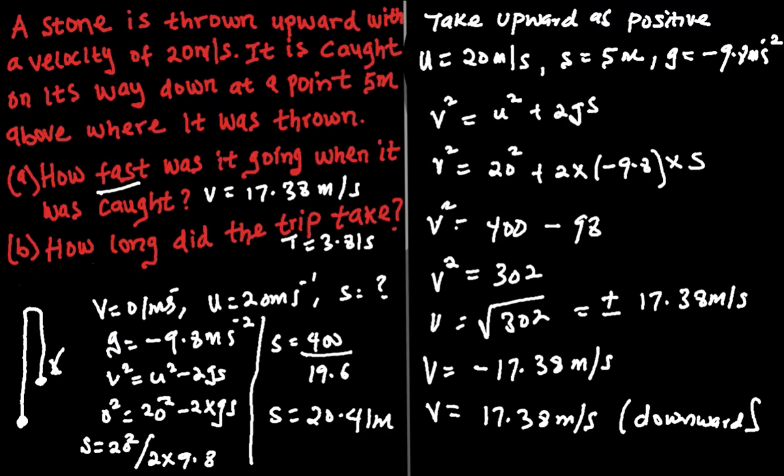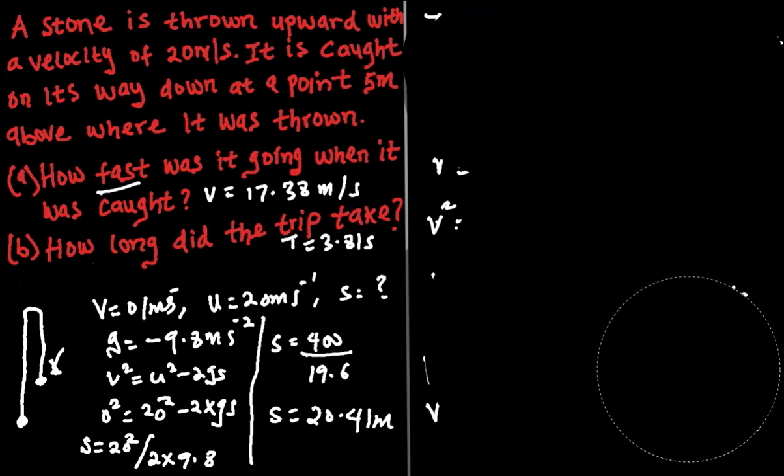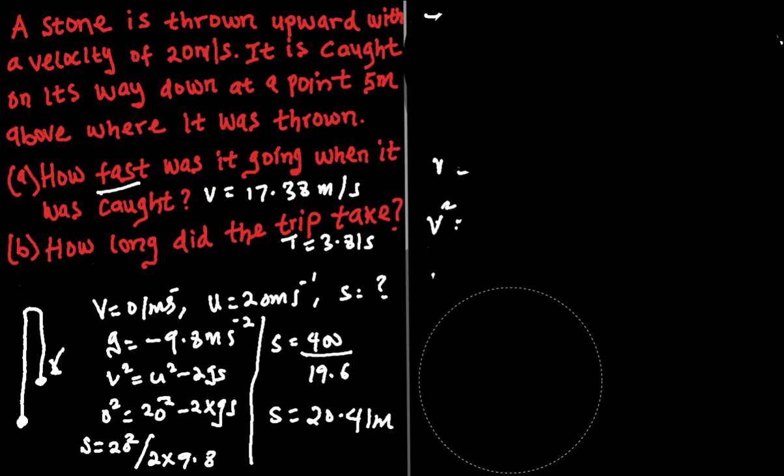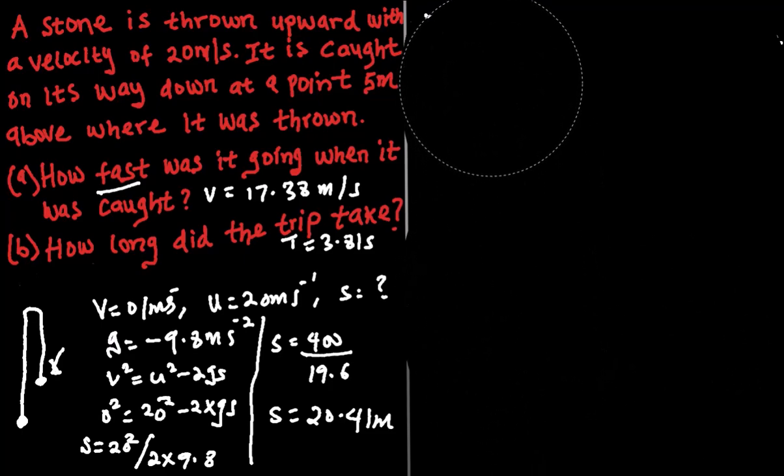Now let's go ahead and look for the time. I'm going to chop this place off now. How long did the trip take? So we are looking for time. Now, how do we find the time? Use our equation again. So we can do V equals U plus GT.